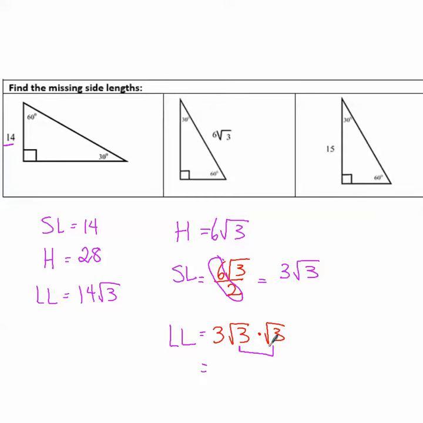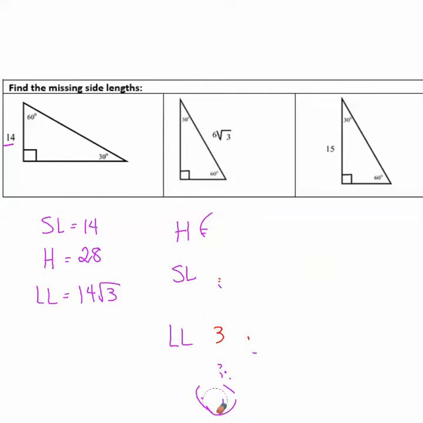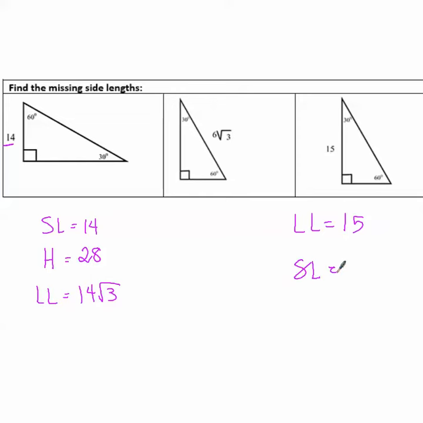The last example is we know the long leg. The first thing we want to do is find the short leg. So the long leg is 15. Anytime I don't know the short leg, the first thing I want to do is find the short leg. I'm going to take my long leg and divide by square root of 3.